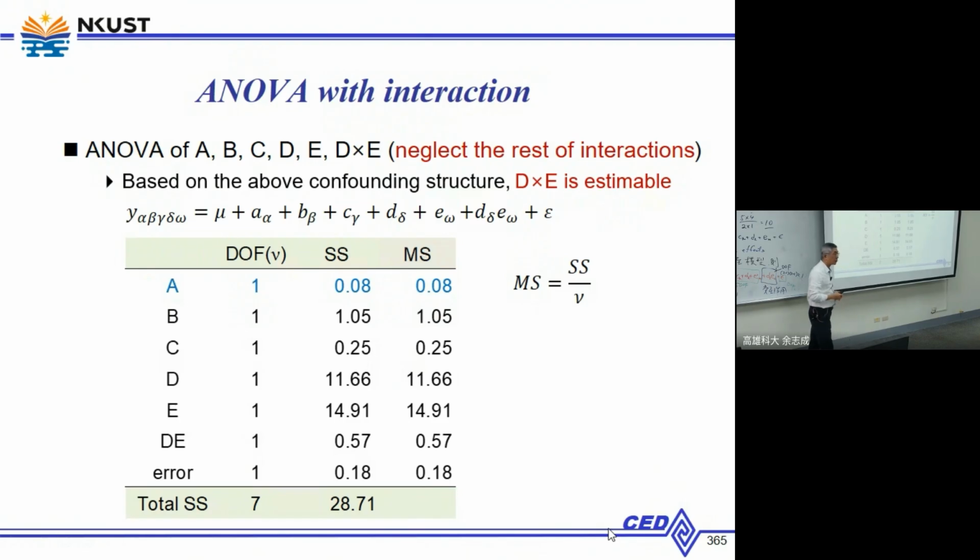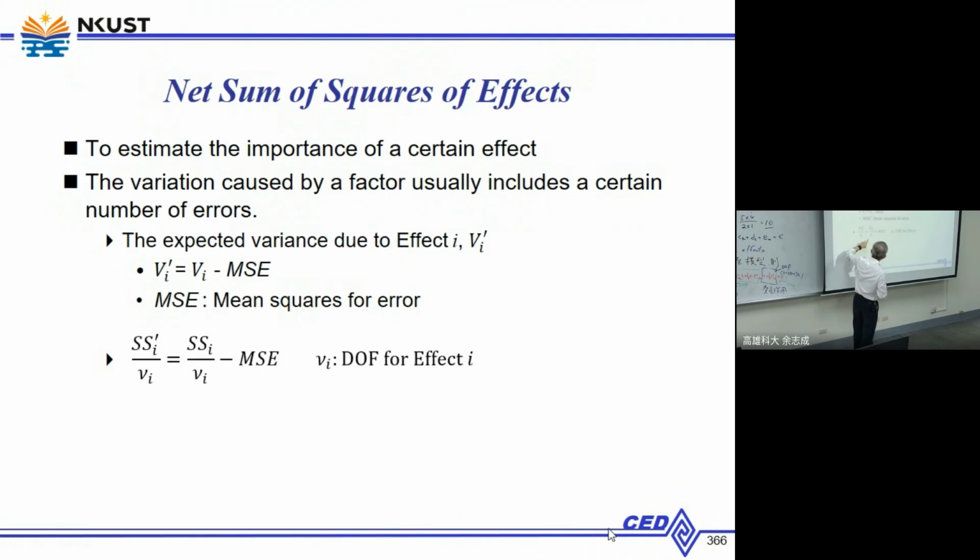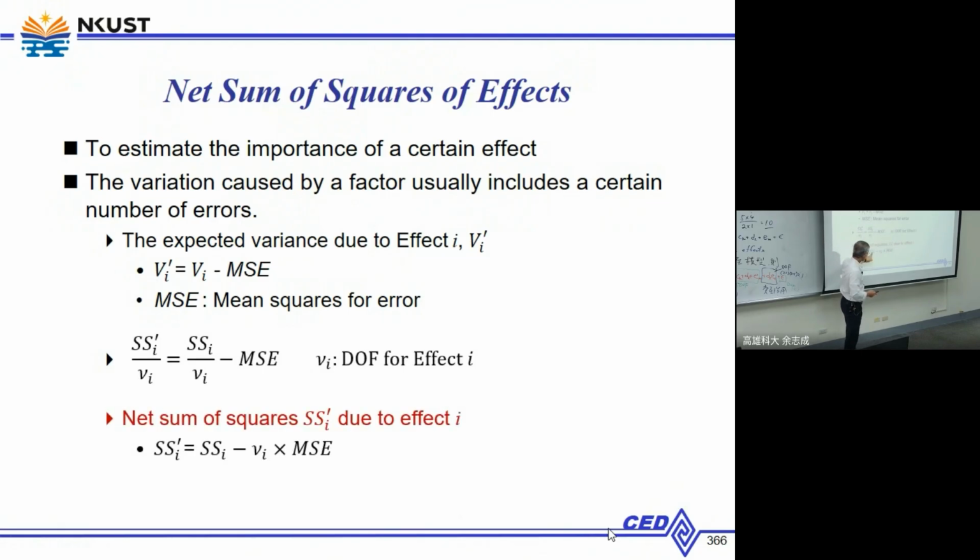So Taguchi proposed the net sum of square, 净平方和. The net sum of square is very simple. The calculation will be the original sum of square. Let's look at the equation directly. The original sum of square minus the degree of freedom for this effect multiplied by the mean sum of square. And this is called the net sum of square.